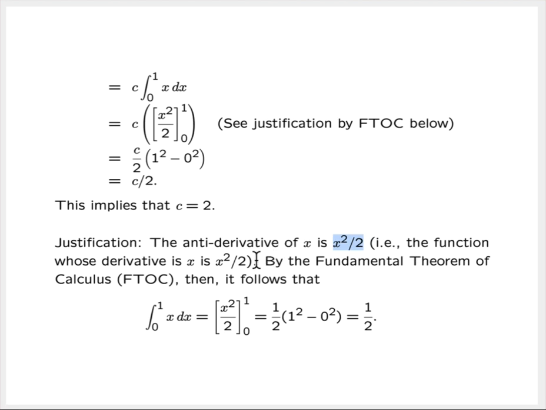The fundamental theorem of calculus says that if we can identify the antiderivative of an integrand like this, right, in a definite integral, then the way that we calculate this integral is to evaluate the antiderivative at the upper endpoint, evaluate the antiderivative at the lower endpoint, and then take the difference. And so that's what we're doing right here. All right, and so that's how we got 1 half. So the bottom line then is that in order for 1 to be equal to c over 2, it must be that c is equal to 2.